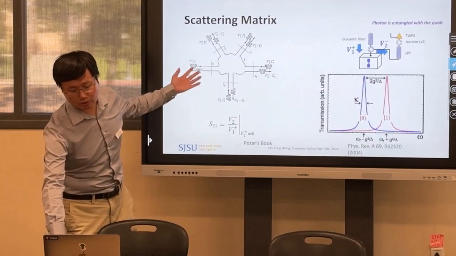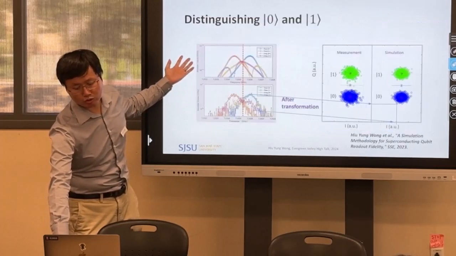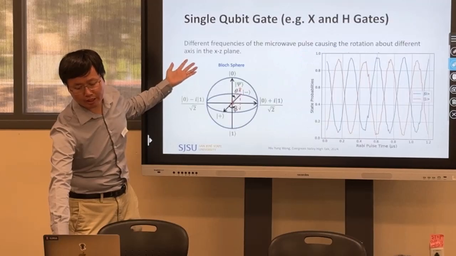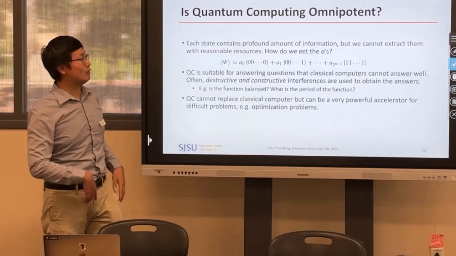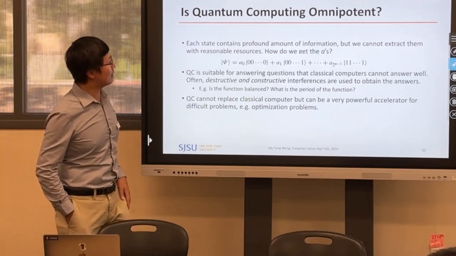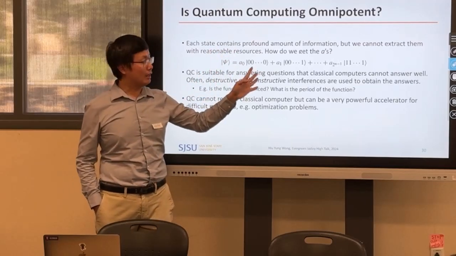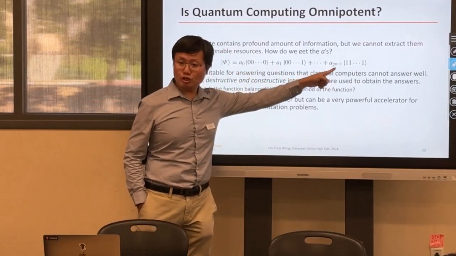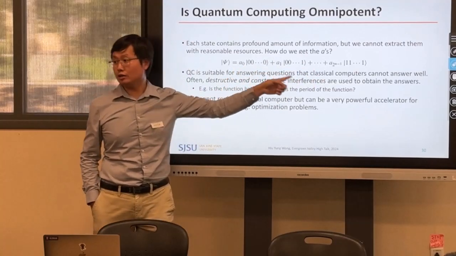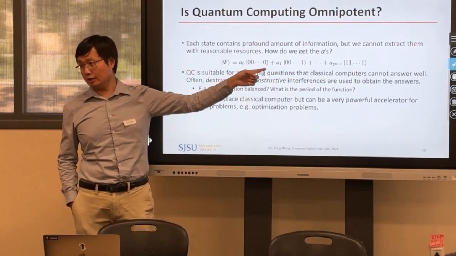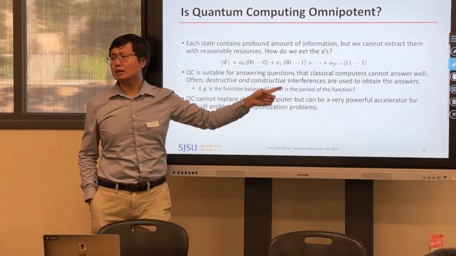I just want to let you know that what I skipped is not a big deal. It's just going deeper into how to do the readout and the single qubit gate. But actually, I want to finish the last slide. So we already said quantum state is very profound. If I have 300 qubits, to describe a state, I have 2 to the power 300 complex numbers. No one can handle this, right? But basically it's useless because I cannot read it.